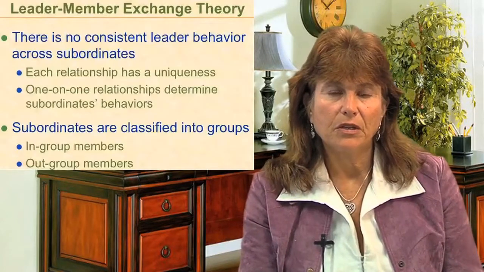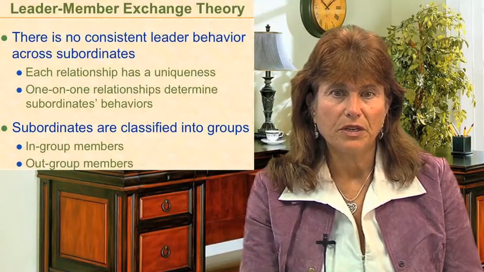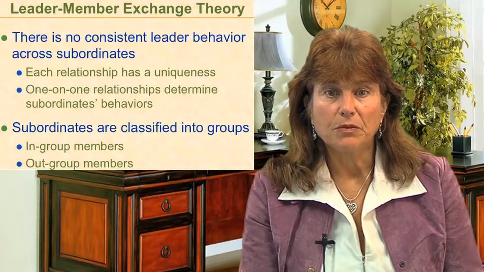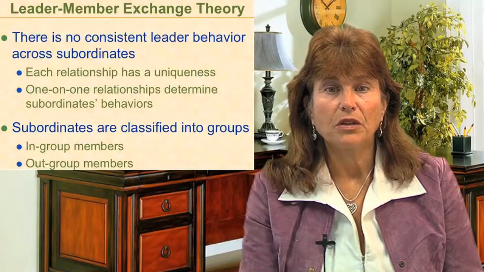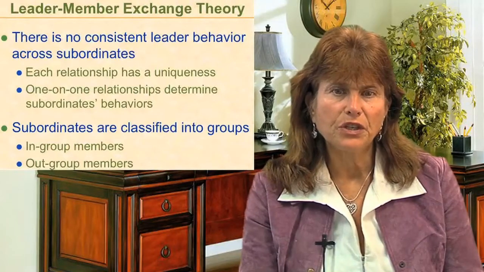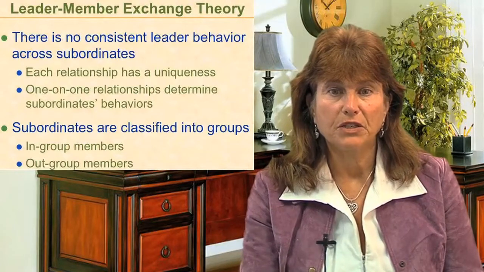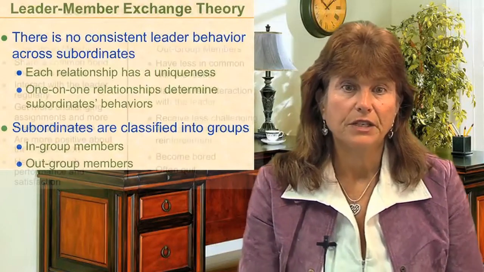In the leader-member exchange theory model, there is also different leader behavior across subordinates. It's built on relationships, and each relationship is unique. It tends to be one-on-one with the subordinate, and that determines the leader's behavior. Usually they classify subordinates into groups, either the in-group or the out-group, which is also defined in your book and in one of our slides here.